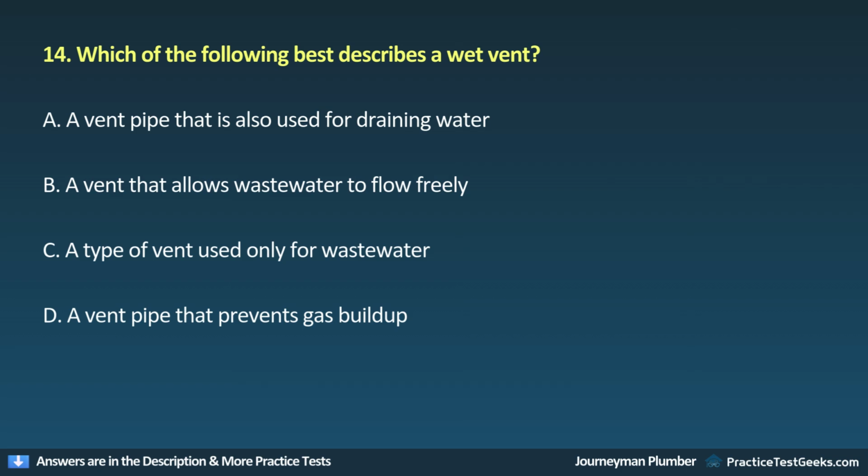14. Which of the following best describes a wet vent? A. A vent pipe that is also used for draining water. B. A vent that allows wastewater to flow freely. C. A type of vent used only for wastewater. D. A vent pipe that prevents gas buildup.